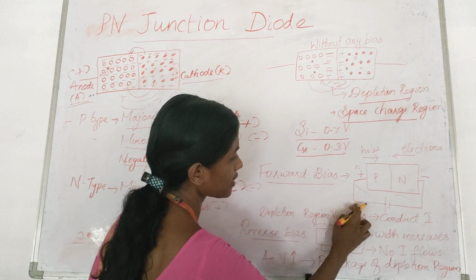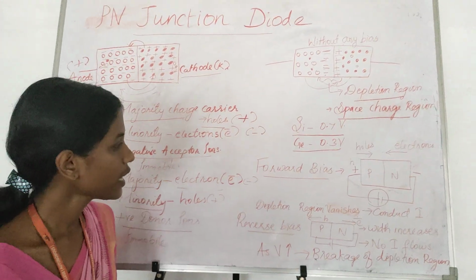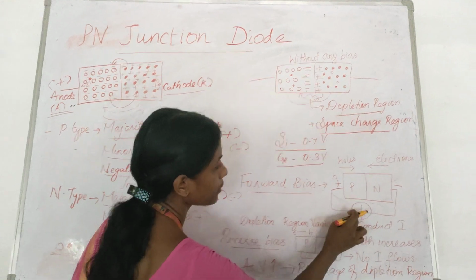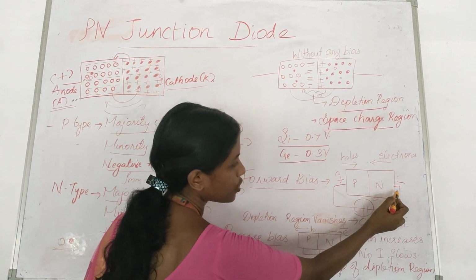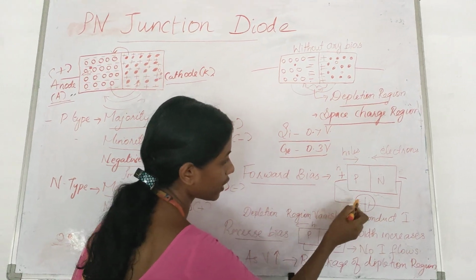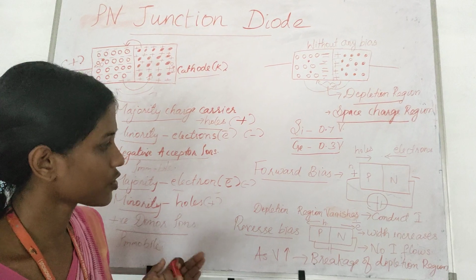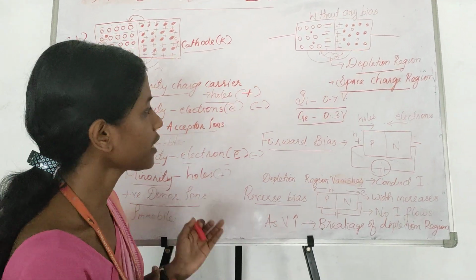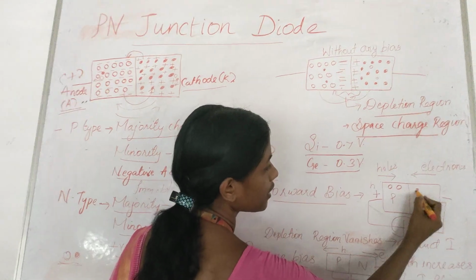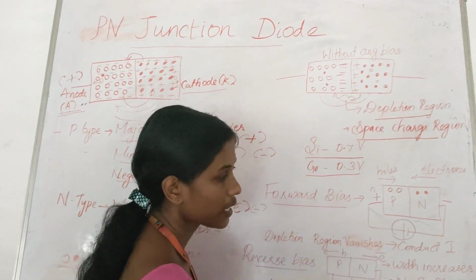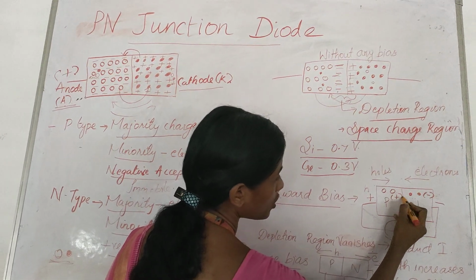And in forward bias, the property of the voltage source is that we are connecting the positive terminal of the voltage to P-type and the negative terminal of the voltage to N-type. That means P to P connection and N to N connection. We know that in P-type material holes are present and in N-type material electrons are present. The charge of an electron is negative and the charge of a hole is positive.